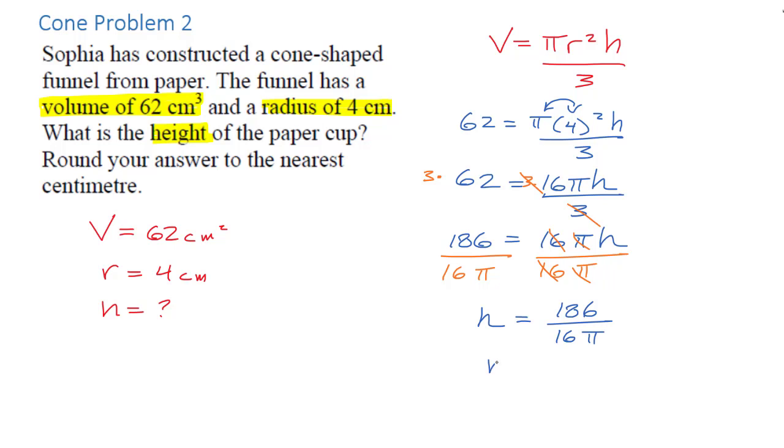So when you punch this in your calculator, be careful. Don't do this. Don't go 186 divided by 16 times pi. Because what it thinks is you want to divide it and then multiply. No, what you want to do is go 186 divided by 16 divided by pi. Okay, so punch it in that order. And if you do, we should get approximately 3.7 centimeters for the height.